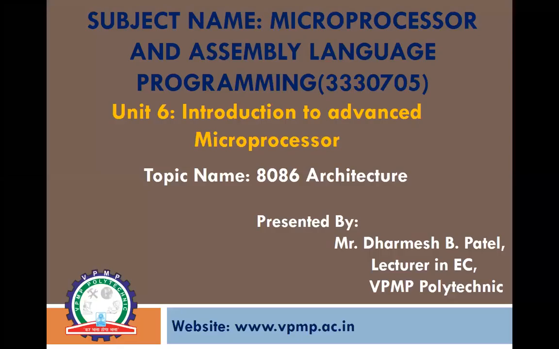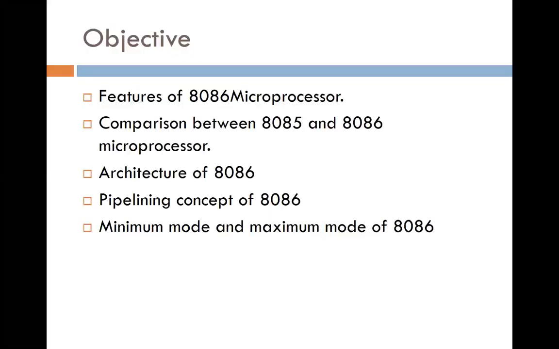Welcome students. Today we will discuss Unit 6, Introduction to Advanced Microprocessor, and the topic 8086 architecture. Students will learn the following objectives from this lecture: features of the 8086 microprocessor, comparison between 8085 and 8086 microprocessors, architecture of 8086, the pipelining concept of the 8086 microprocessor, and maximum and minimum mode of the 8086 microprocessor.